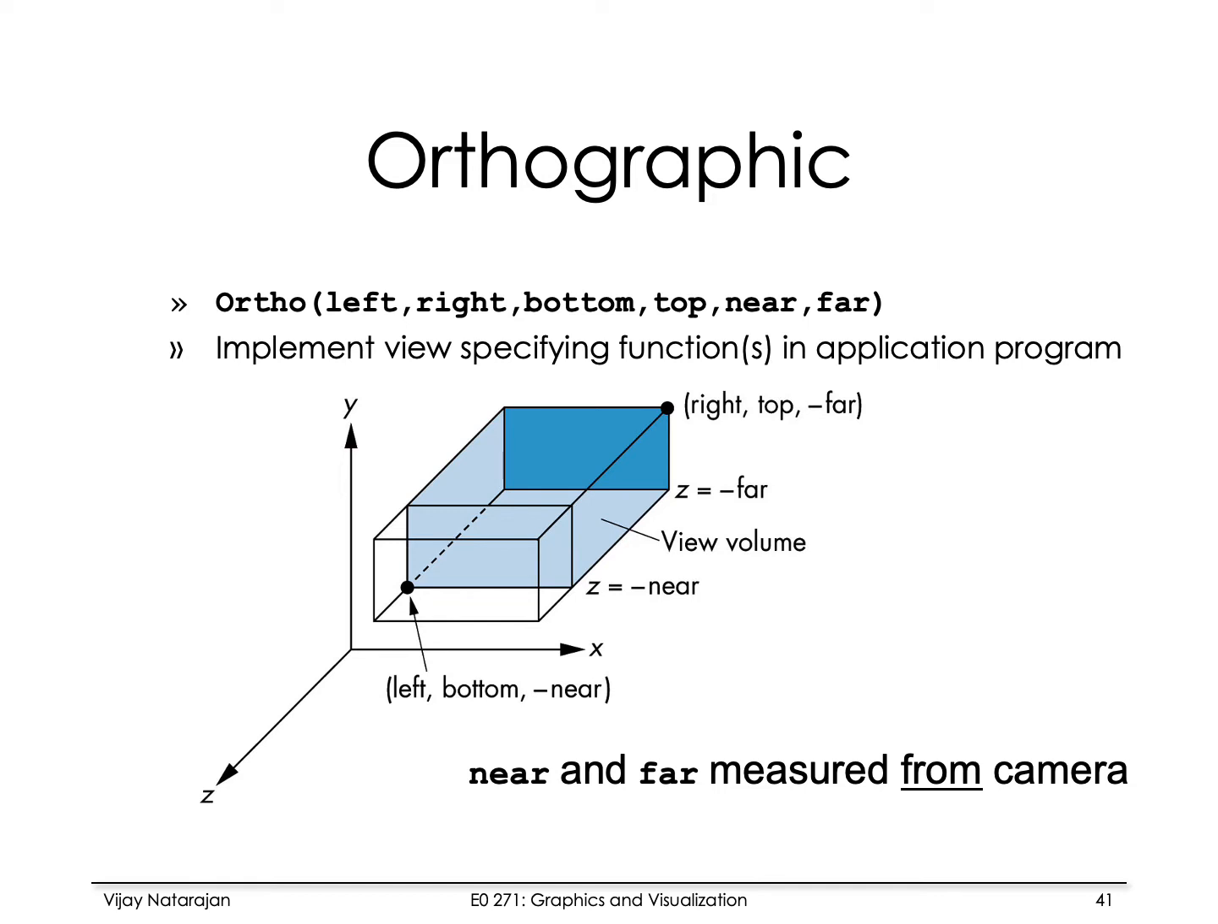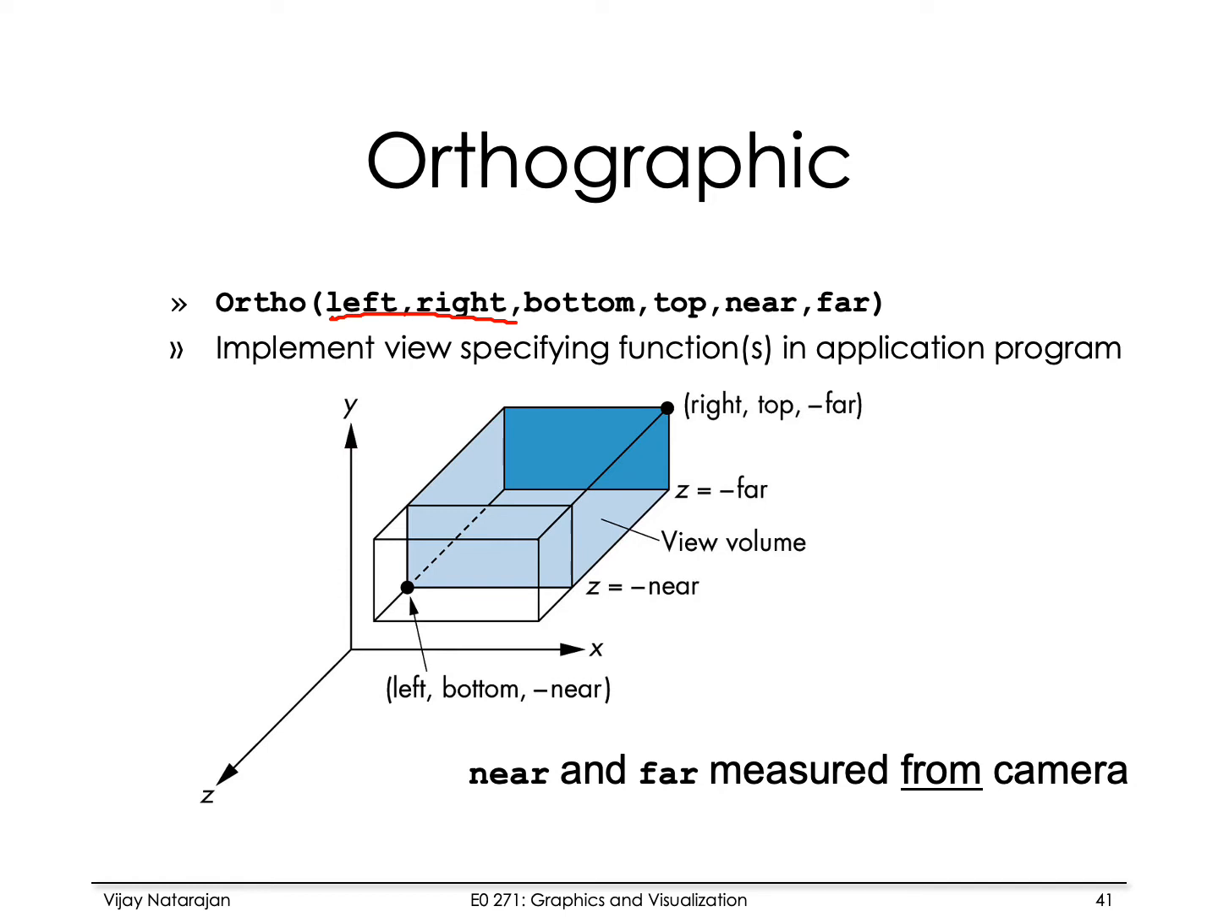So the most common orthographic projection and view volume would be as follows. You would have your view volume as an axis parallel pipe, and the way you specify that is by specifying the different coordinates. So left, right, bottom, top, and near, far. You can see where these points lie within the view volume, which is shown in blue.